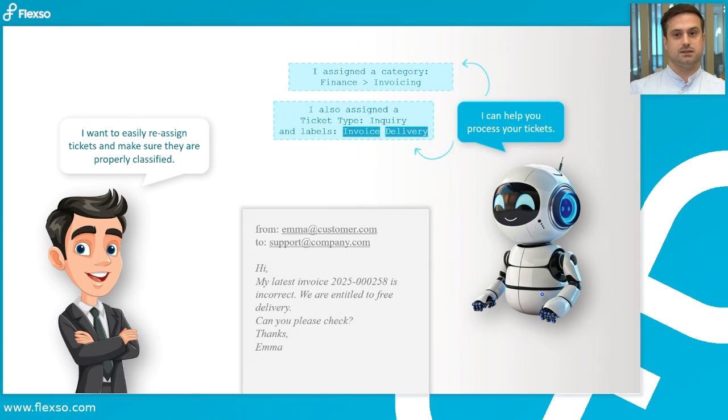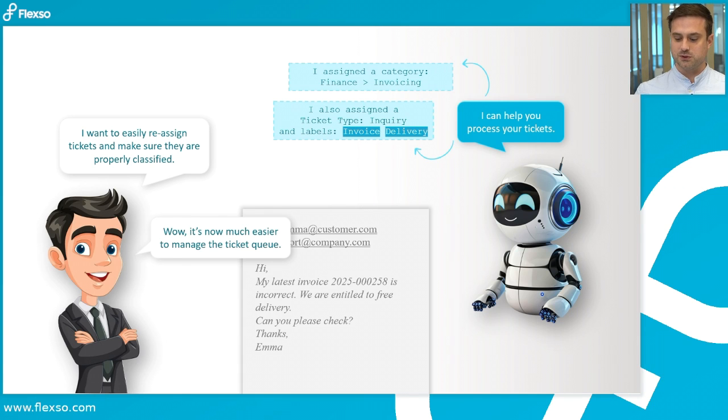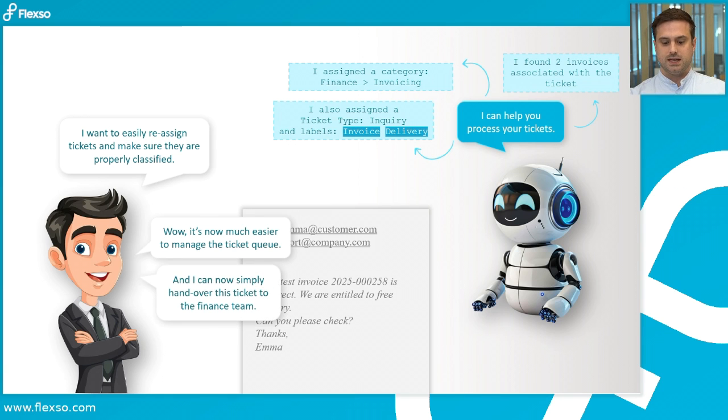Also, AI can help determine the ticket type. Is it just a question? Is it a complaint? And in this case, there's a type for invoice delivery, and it sets it accordingly in the system. Richard is happy because he doesn't have to classify the ticket anymore, and the ticket type is also determined by AI. And that's not all. The AI bot also helps you to find the relevant invoices, for example. So you can just click through to the invoices and not waste any time looking them up manually. So Richard's happy, everything is clear, he knows where the ticket needs to go, he knows he needs to route it to the finance team.